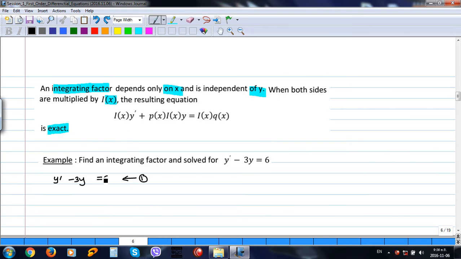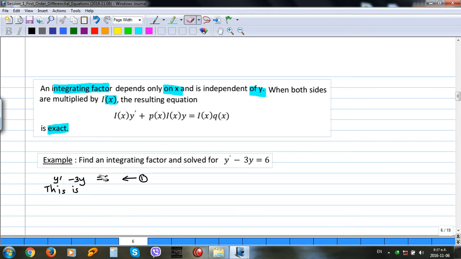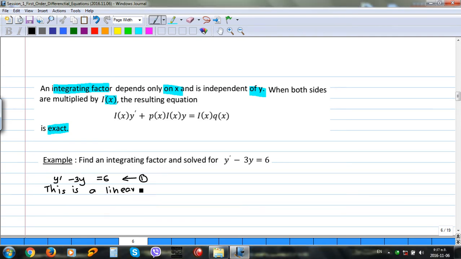You can see that form in here, no? Here, y dash is this one here, p of x you can take as this one, and q of x also here. So then we can write, this is a linear equation of the form.